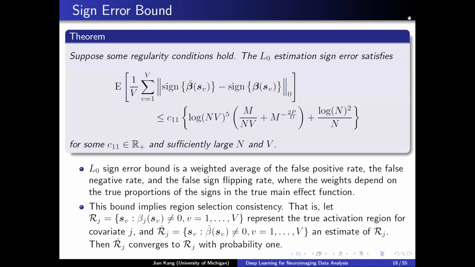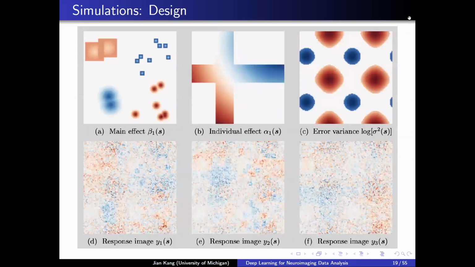This gives a theoretical guarantee for activation region detection, meaning which parts of the brain truly have a non-zero effect. Here is an example: a designed 3D example where we purposely designed the true effect to have a smooth transition, a square shape with a sharp change, and different sizes of spatial clustering. You can imagine that with regular methods like kernel methods or splines, you need a very spatially adaptive smoothness parameter to fit this, and it is very hard to search for those parameters. And this is just the beta effect.